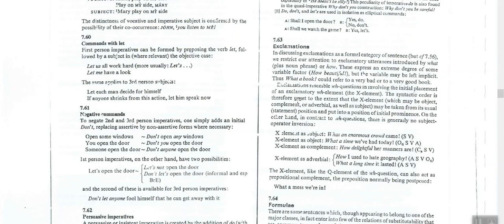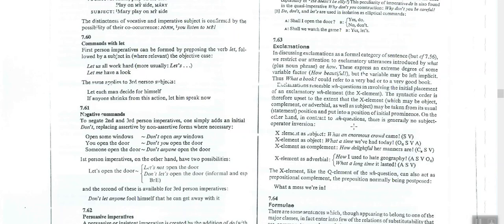Here exclamations are similar to what? To WH questions. Of course, because as we said, with who and what, they involve the initial placement of the exclamatory WH element, the X element. We talked about this point. The syntactic order is therefore upset to the extent that the X element, which may be object, complement, adverbial, as well as subject, may be taken from its usual statement position and put into a position of initial prominence. So this is one resemblance.